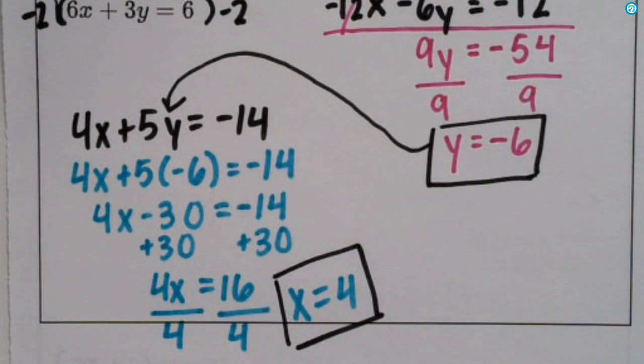Our answer always needs to be written as an ordered pair. So this ordered pair is going to be 4, negative 6.